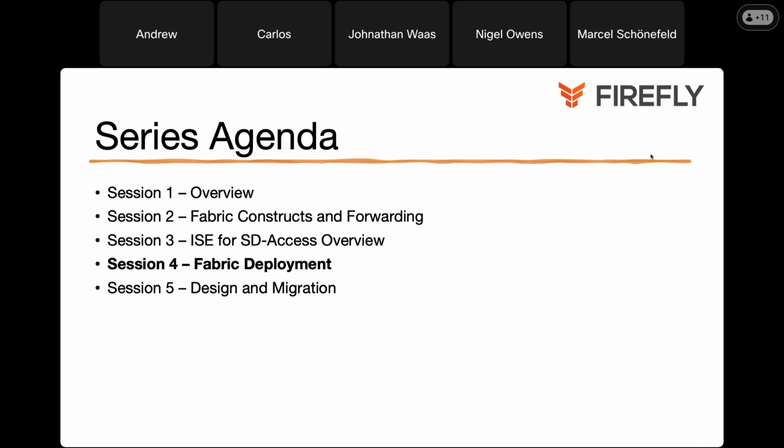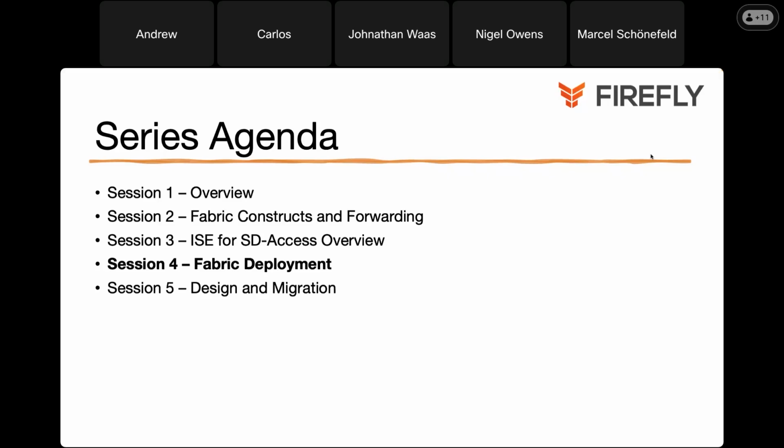Overall, we've been talking about giving an introduction to SD-Access, what it is, what a fabric is, with software-defined networking concepts that we use in our software-defined access deployments. In our second session, we talked about fabric constructs and forwarding. So we covered a lot of the different objects that we're going to be talking about today. We're going to go through creating many of these objects and looking again at where these objects are created and how they all connect together.